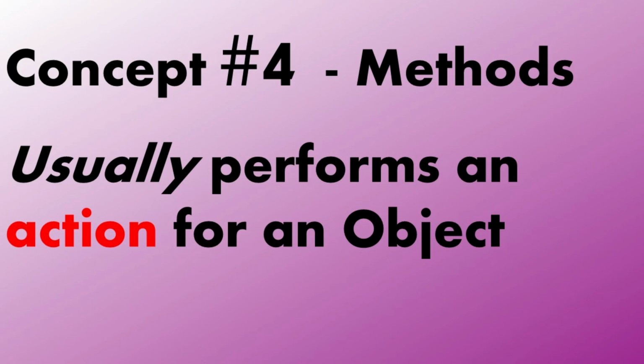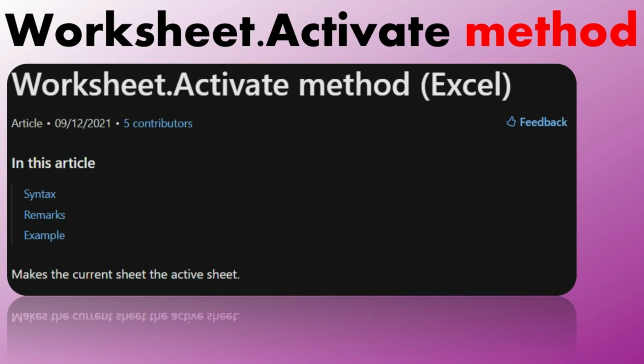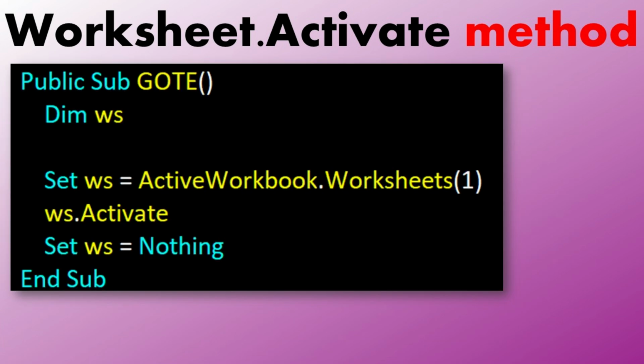The final concept to tackle are methods, and like properties, they have a caveat. Usually, a method will perform an action for an object. Here's an example of the worksheet activate method. Whenever we call this method in code, it simply activates that worksheet. If you look at the code example, it's very simple. We follow the variable WS with a dot, and then the name of the method, in this case, activate. This would make whatever worksheet is located in index number 1 active.